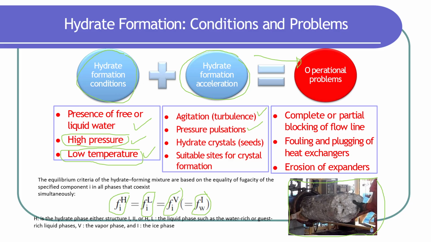Which means that when the hydrate forms, the stability of the hydrate counts on the fact that the fugacity of the liquid phase is equal to the fugacity of the hydrate, equal to the fugacity of the vapor phase, equal to the fugacity of the solid or ice phase as well. You don't really need to go more in depth into the thermodynamics of this. You just need to understand that once you have hydrate formation, the fugacity of the four phases is going to be equal.